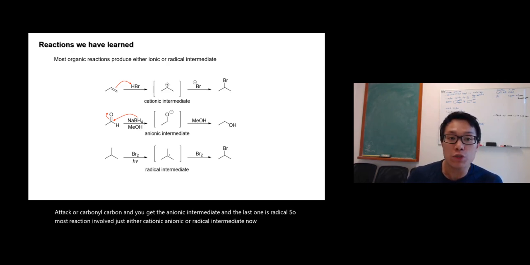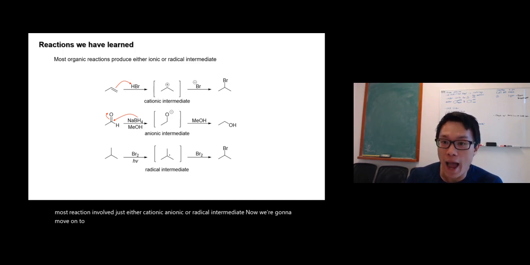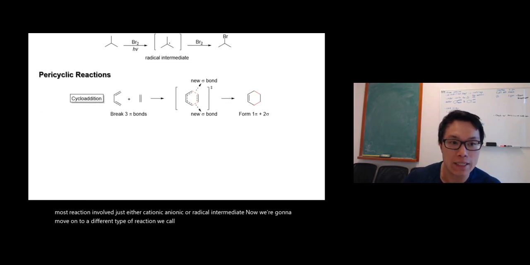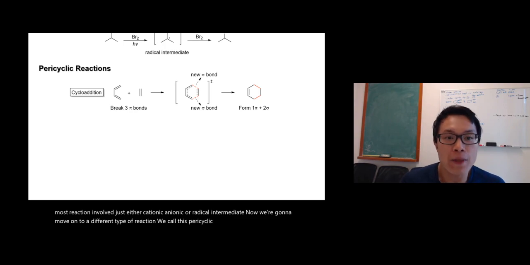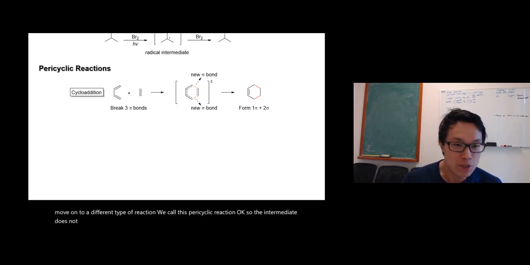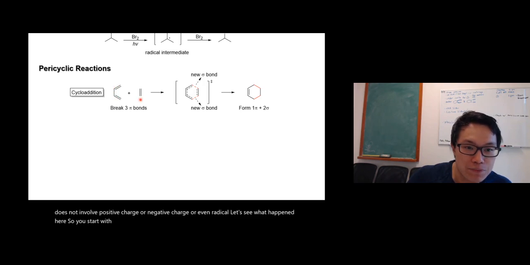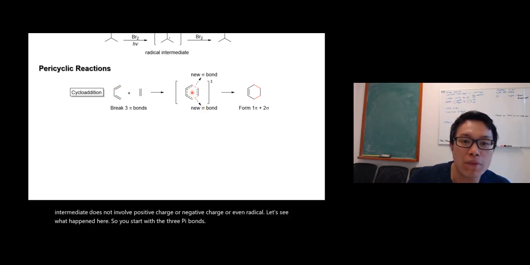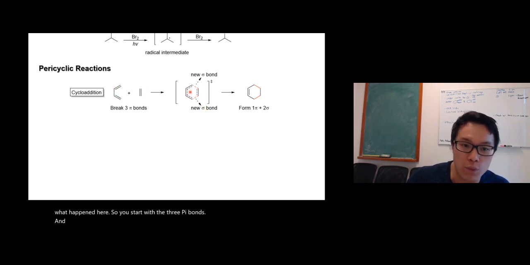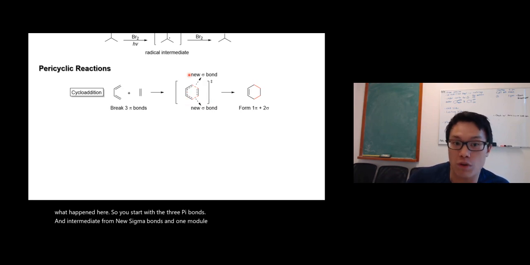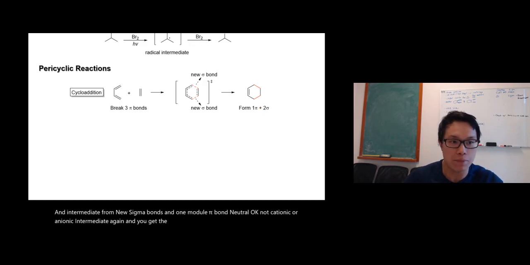Now we're going to move on to a different type of reaction. We call this pericyclic reaction. The intermediate does not involve positive charge or negative charge or even a radical. Let's see what happened here. You start with 3 pi bonds and form new sigma bonds and 1 more new pi bond. Neutral, not a cationic or anionic intermediate. Then you get a ring at the end, called cyclic, so pericyclic.